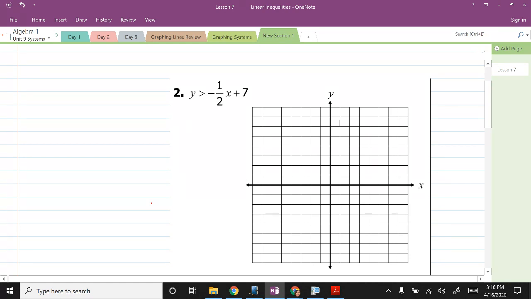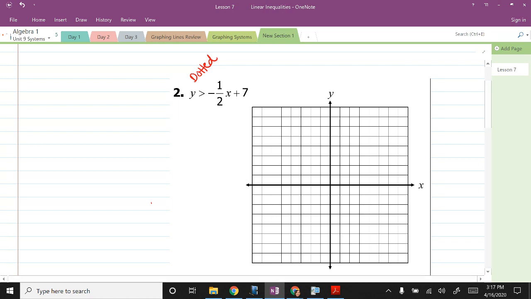So we're going to do number 2 first. It's on the worksheet. And this one is already in slope-intercept form. It looks like y equals mx plus b, except for obviously there is not an equal sign. There's a greater than sign. And that does not say or equal to, so that tells me that this line is going to be dotted. So after I do my y-intercept and my slope, I'm going to make a dotted line.